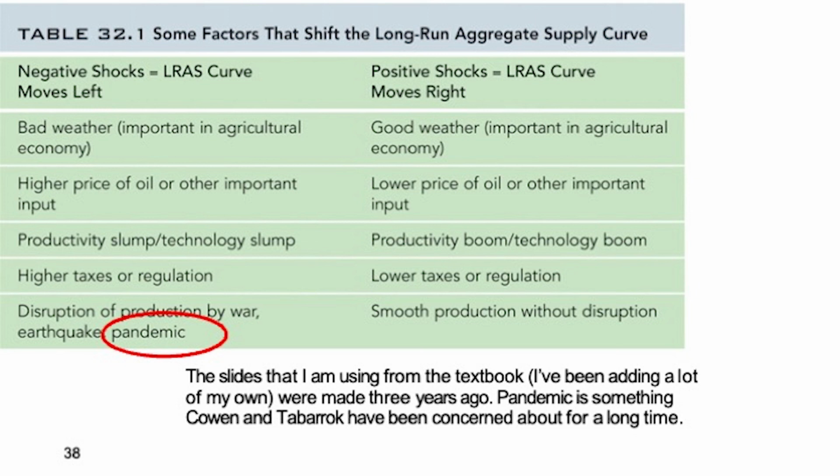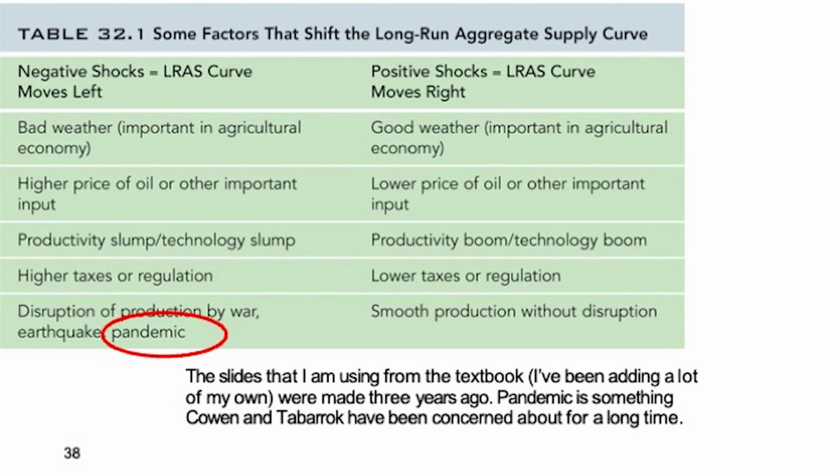There's a productivity slump or a technology slump, when new ideas are being produced less often or more often. That's kind of what I talked about last time. There could be higher taxes or more difficult regulations, or lower taxes and less difficult regulations. There is a disruption of productivity by war, earthquake, or, hello, pandemic. Or we can have a period of time with smooth production without disruption.